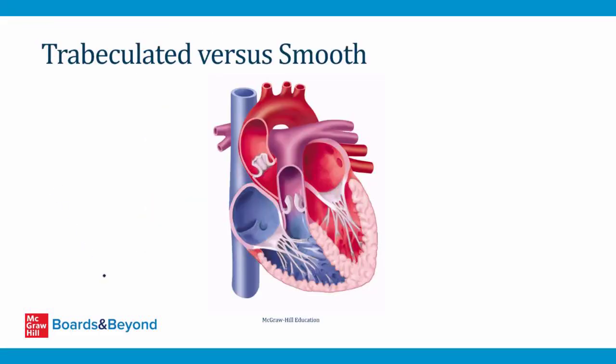Just to make this point about trabeculated versus smooth portions of cardiac chambers very clear, let's look at this cartoon on the screen here. So you can see that there are bumpy portions of the right ventricle and left ventricle here. Those are the trabeculated portions of the ventricles. And then near where the right ventricle sends blood out into the pulmonary artery, it's very smooth. And near where the left ventricle sends blood out into the aorta, it's also very smooth. So those are the smooth portions of the ventricles. They're generally found towards the arteries that take blood away from the ventricle chambers.